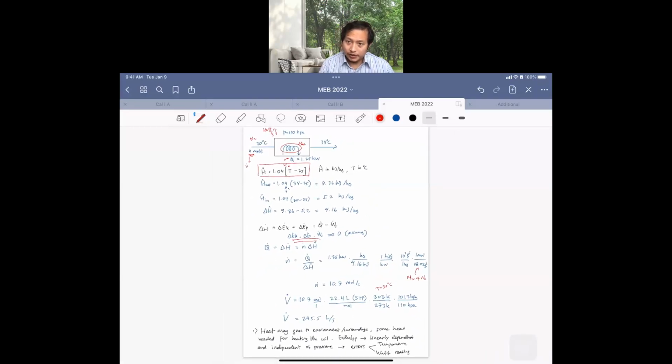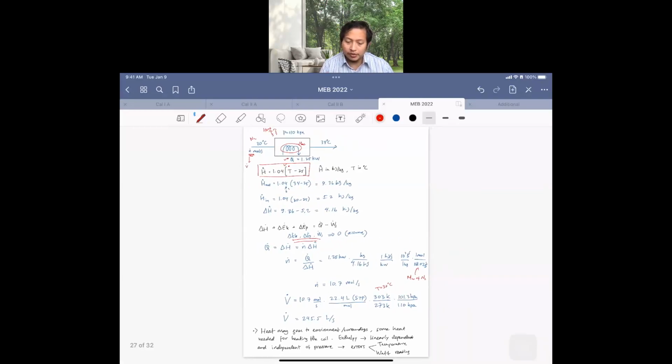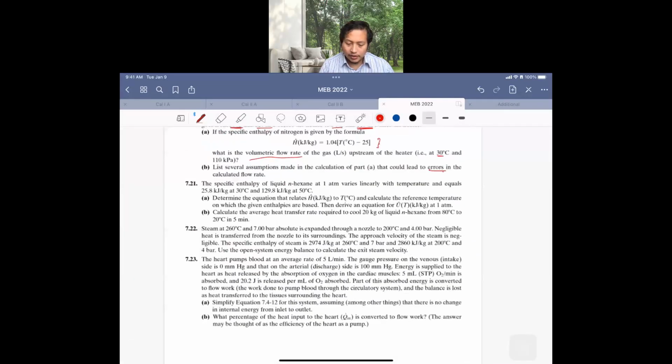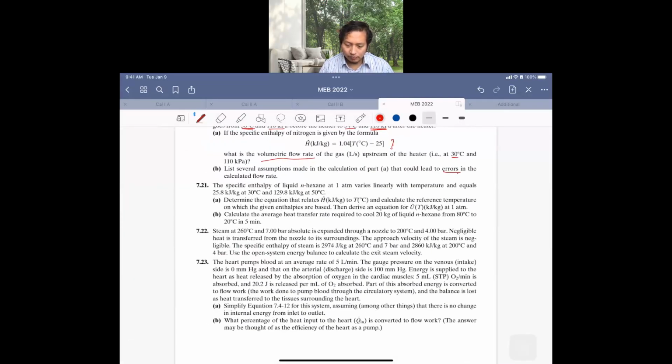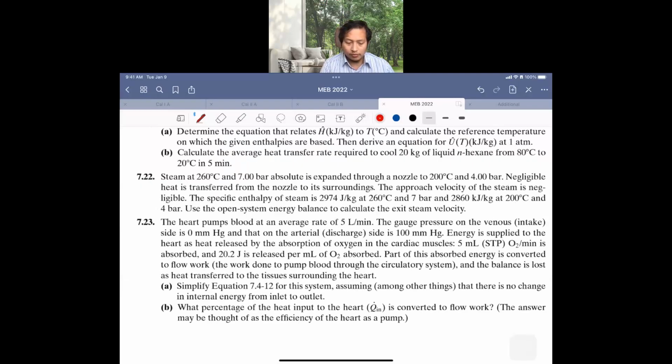Okay, let's see another question, and I would like you to also try for a few minutes. This is just my example to show one question. Let's try 21 or maybe 22. Maybe 22. Let's try 22.